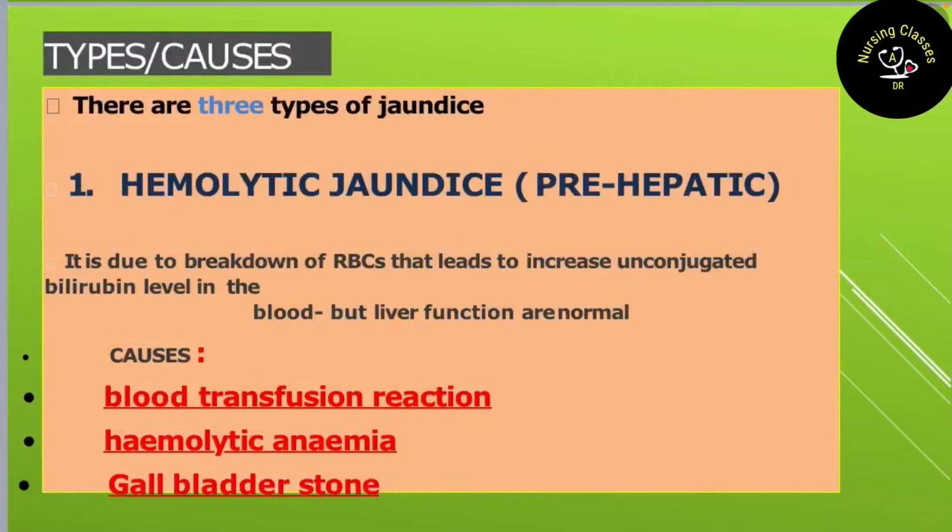Types and causes. There are 3 types of jaundice. First is hemolytic jaundice, prehepatic. It is due to the breakdown of RBC that leads to an increased unconjugated bilirubin level in the blood, but liver function is normal. Causes: blood transfusion reaction, hemolytic anemia, gallbladder stone.